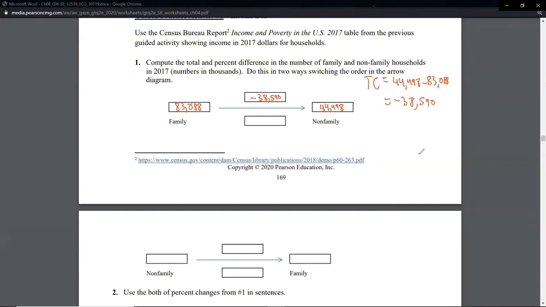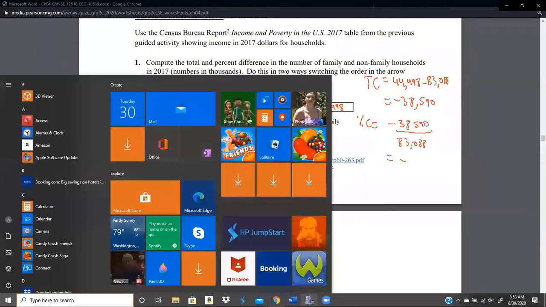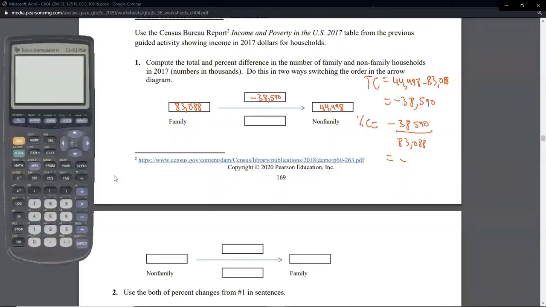The percent change, this is where we take the total change, which was the negative 38,590, and we scale it to the original. So we divide it by the 83,000 number. It's going to be a negative number. So negative 38,590 divided by 83,088. And we get negative 0.46444.